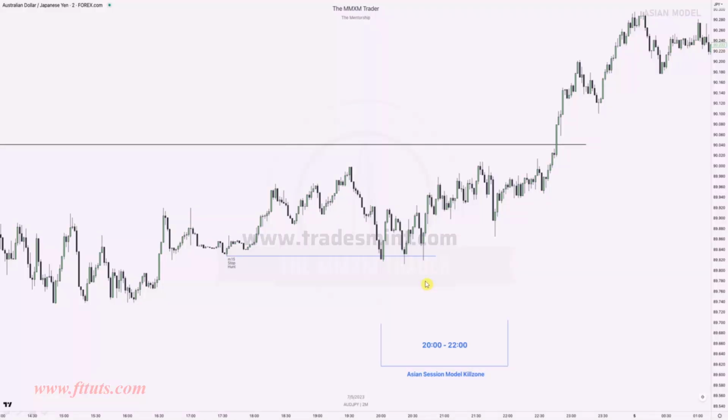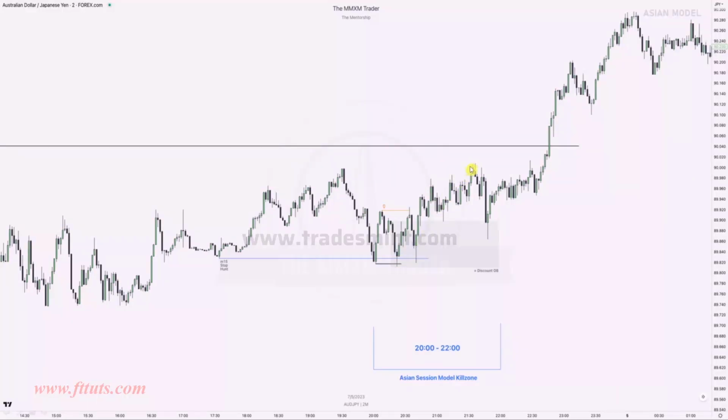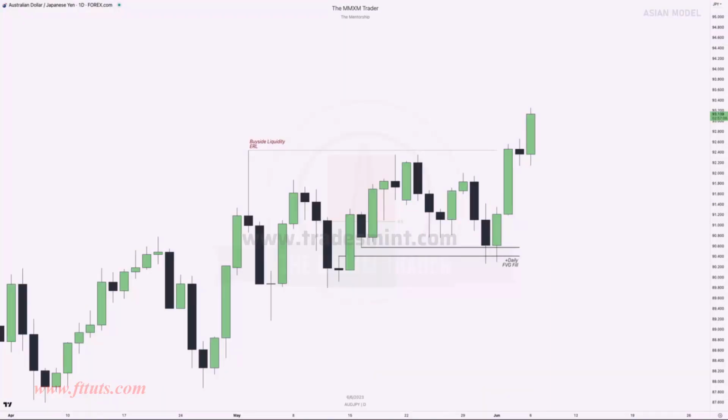But what do we do first? We draw out our discount and our premium levels, right? Discount is over here, premium is up here. We've got this nice discount order block marked out in time, breaking structure up here, and this should support price to go higher.